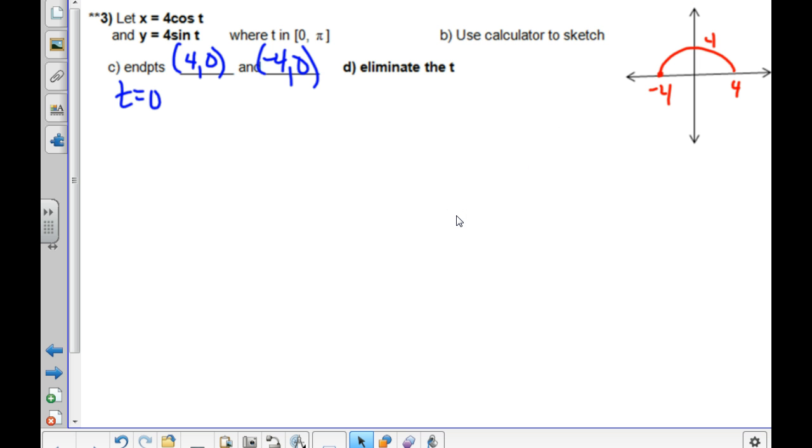Eliminate the t. Do you see those 2 stars by number 3? Those 2 stars are there to remind you that this is a test question, or something like this is on the test. And it's a little tricky, so you might want to remember to study this.